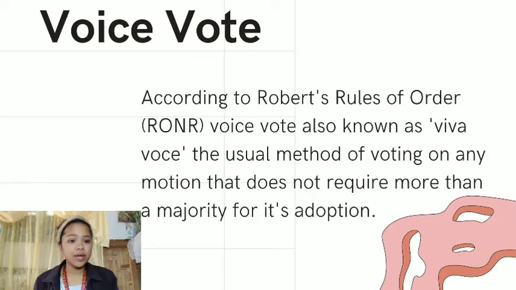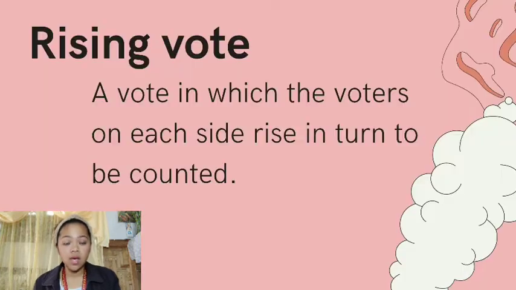The second regular method is the rising vote. It is a vote in which the voters on each side rise in turn to be counted. The rising vote is considered the normal method of voting, requiring a 2/3 vote for adoption. For example, the members voting on each side rise to their feet.